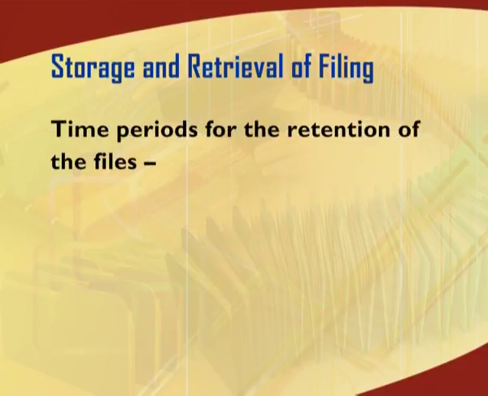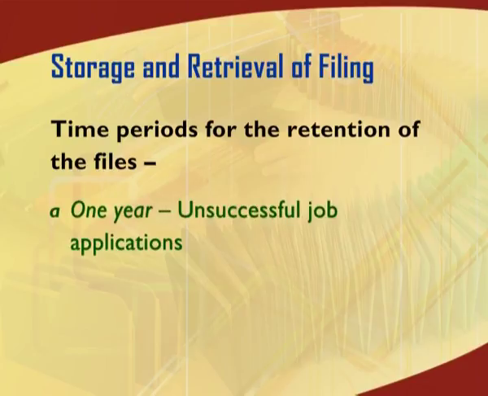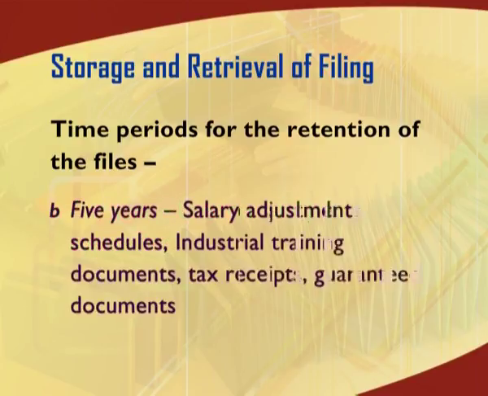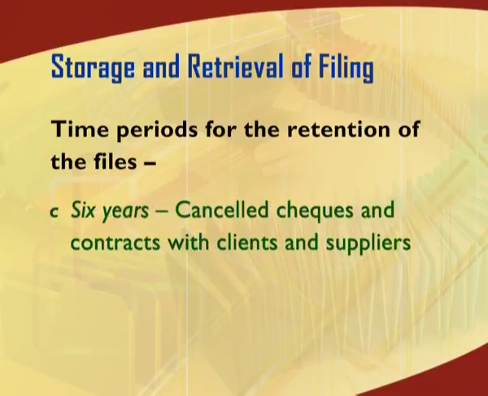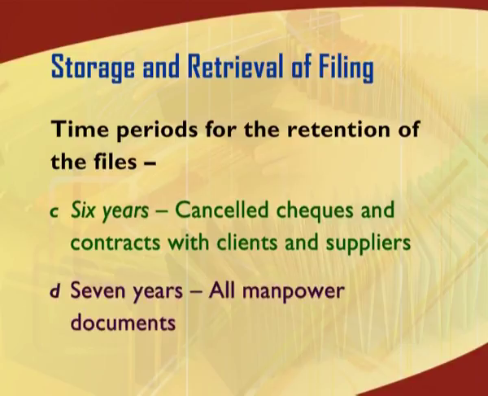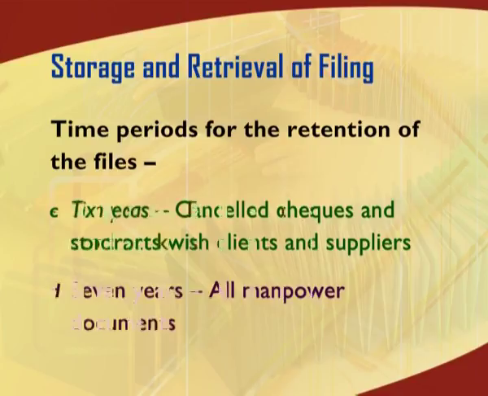There are usual time periods for the retention of the files. 1 year: all correspondence, for example, unsuccessful job applications. 5 years: salary adjustment schedules, industrial training documents, tax receipts, guaranteed documents. 6 years: cancelled checks and contracts with clients and suppliers. 7 years: all manpower documents.